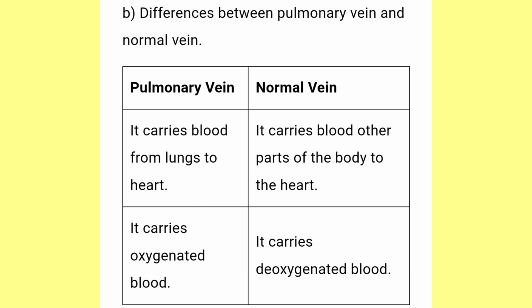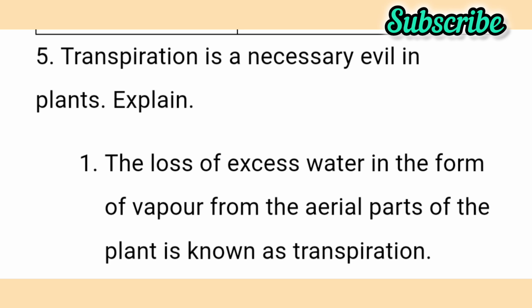Then option B, difference between pulmonary vein and normal vein. Pulmonary vein carries blood from lungs to heart. Normal veins carry blood from other parts of the body to the heart. Pulmonary vein carries oxygenated blood. Normal veins carry deoxygenated blood.